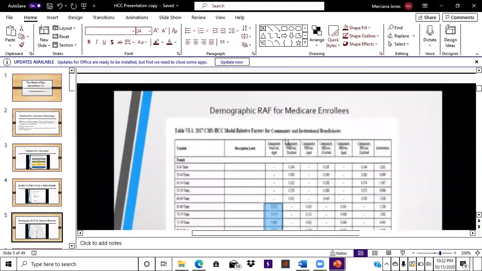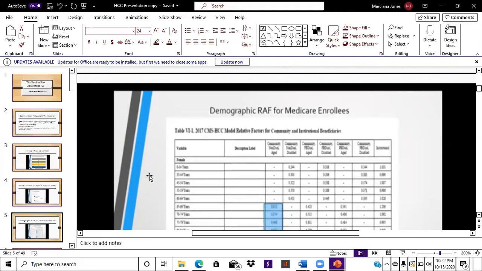Let's see. You can still see it a little bit better than it was, and you see it has ages over here, from 0 to 34, then 35 to 44, 45 to 54. So there are ages over here, and a lot of things dealing with demographic RAF for Medicare enrollees. Again, I'll go into it with the spiel I have here, on slide 5, which is the demographic RAF for Medicare enrollees.